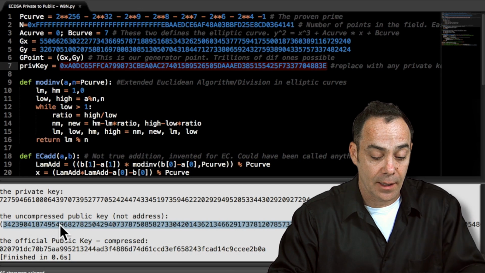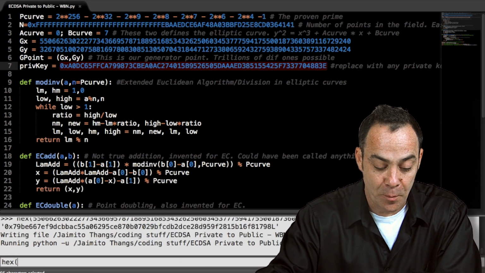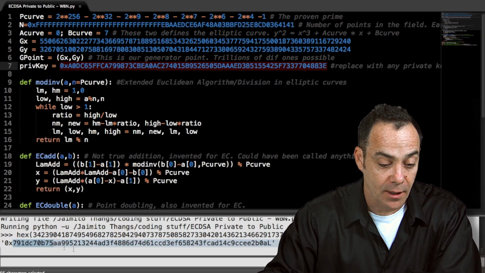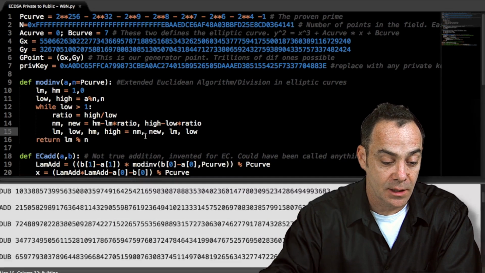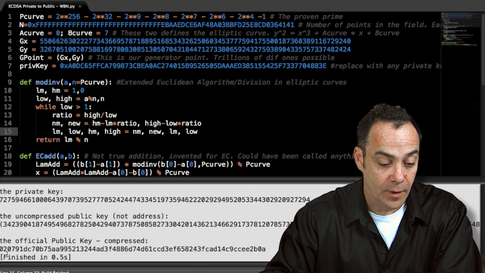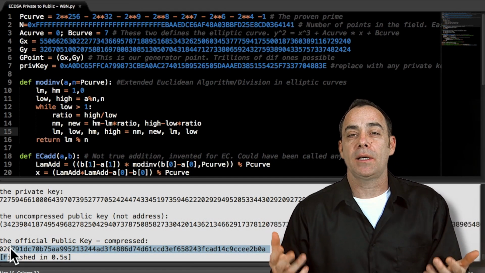Okay, and just to verify that, let's take this, and hopefully we'll remember it. And we get the hex version right here, right? And we can just run this whole code again to get our number again. So 791DC. Okay, and here we go. We've got 791DC. So this is the public key, okay?